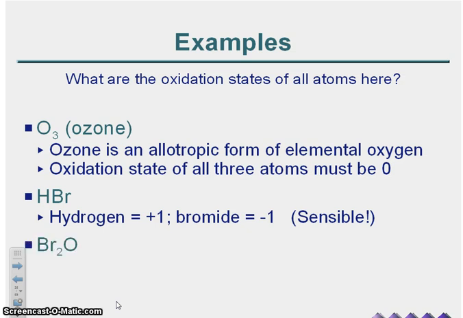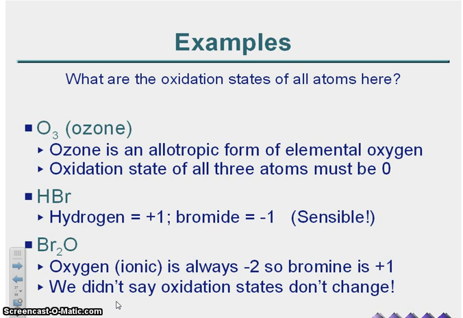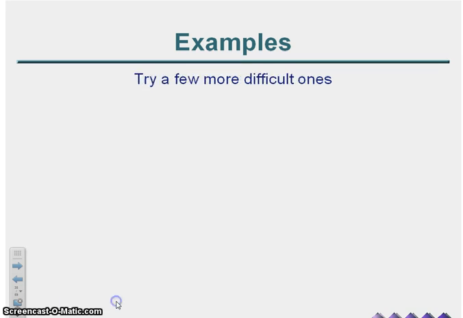But how about Br2O? Remember, we're going to assign all the electrons to the more electronegative atom, which is oxygen. So the oxygen is almost always -2, and as an ion it is. So the bromine here must be +1. So different atoms can have different oxidation numbers. Oxidation numbers may change. When in doubt, look at your periodic table. The periodic table's position of the element will be helpful.